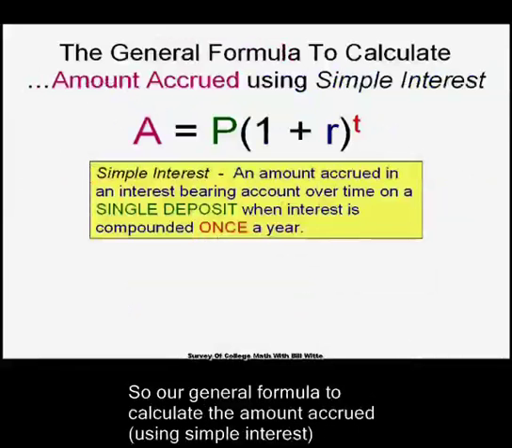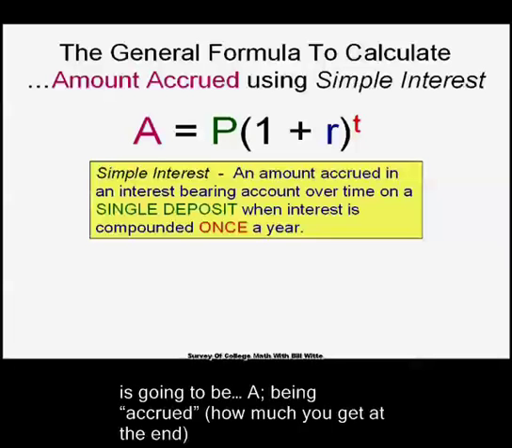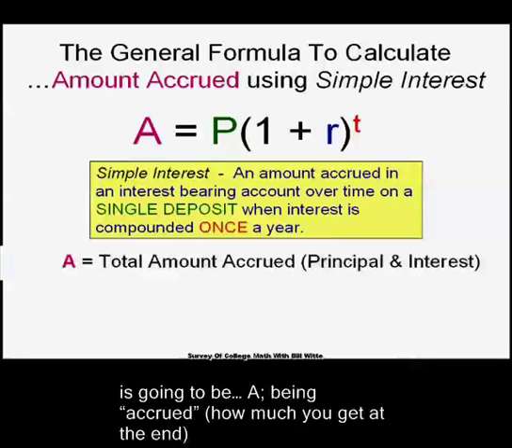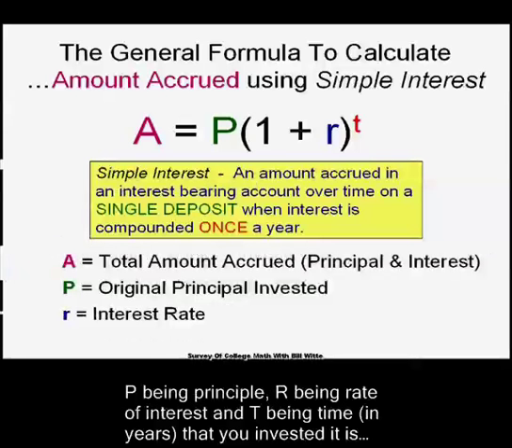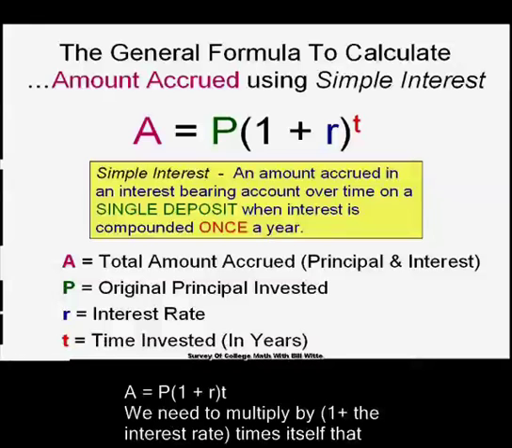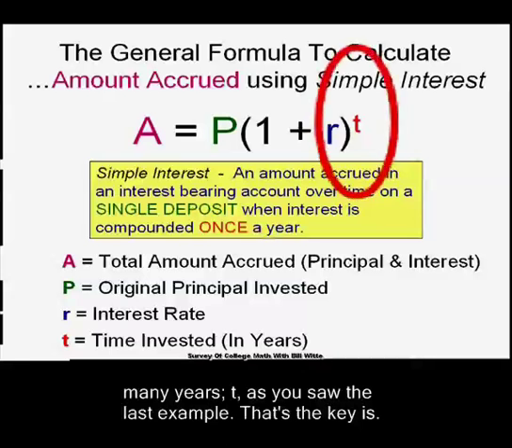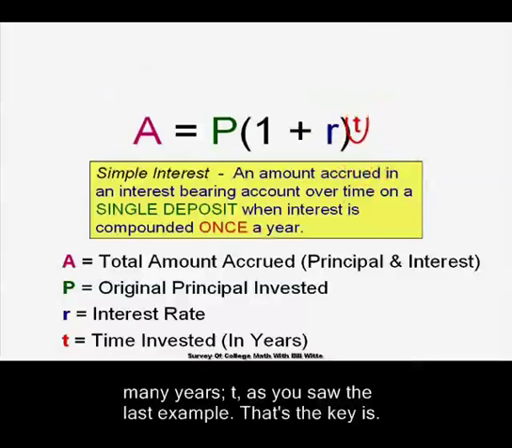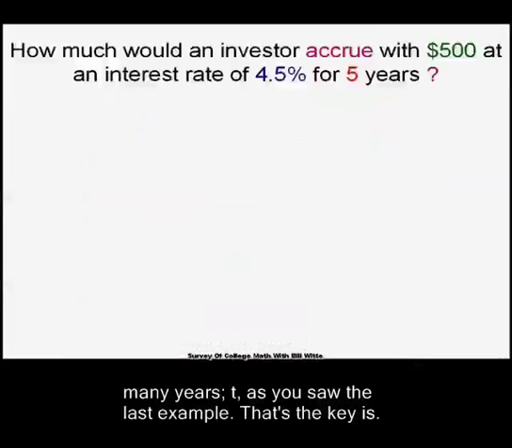Well, so our general formula to calculate amount accrued using just simple interest is going to be A, being accrued, that's how much you get at the end. P being principal, R being rate of interest, and T being the time in years that you invested it. It is, I hope you appreciate, principal times 1 plus the interest rate to the T. We're going to multiply by 1 plus the interest rate times itself that many years, as you saw in the last example. That's the key. It's not the principle of the thing, it's the money.